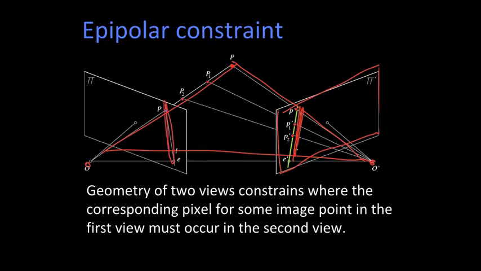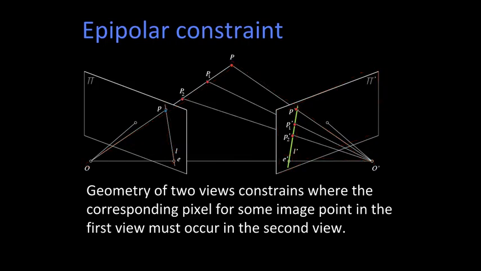These corresponding set of epipolar lines provide the constraint that we're looking for. Any point in this image that's on this line, its match must be somewhere on that line and vice versa. And this is called the epipolar constraint.